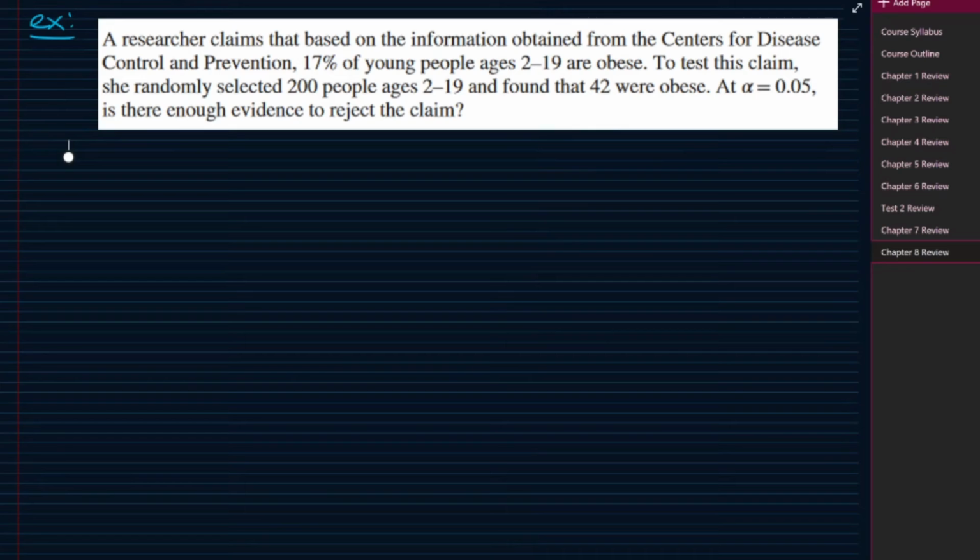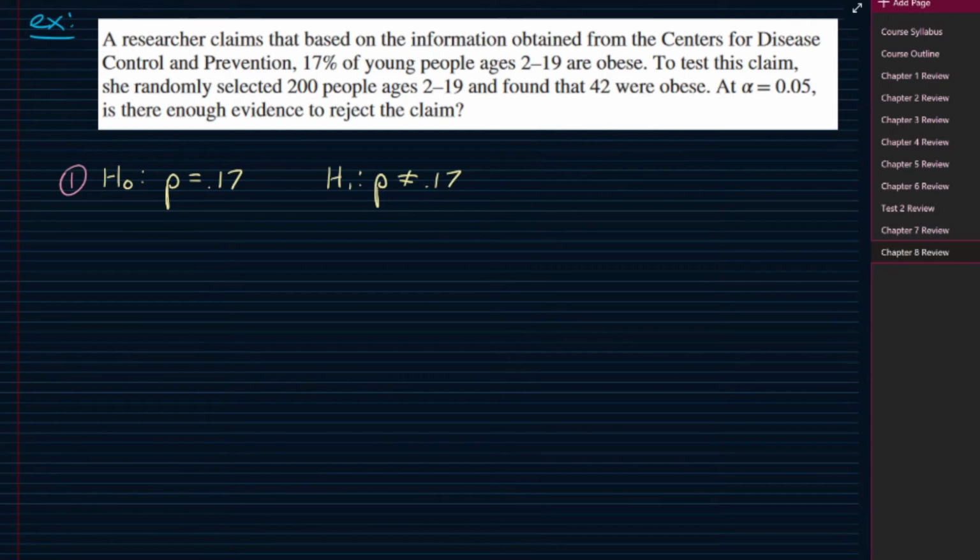So we're going to be using a two-tailed test for this one. Again, it doesn't say greater than or less than anywhere. So we're just going to be trying to see if it's different than this. So for step one of stating the hypothesis and the claim, we're assuming that the population proportion is 17%, aka 0.17. We're trying to see if it's not equal to 0.17.